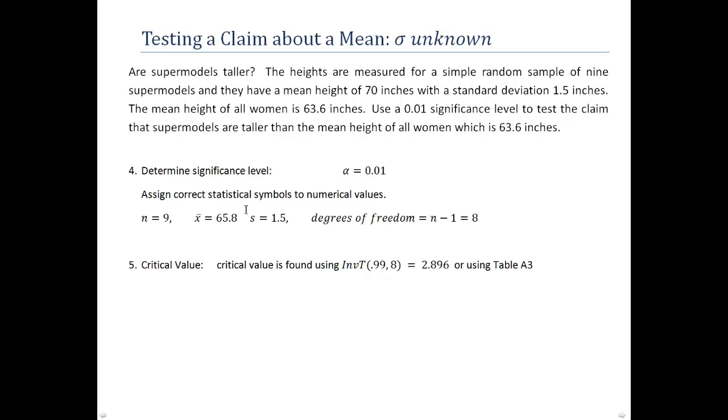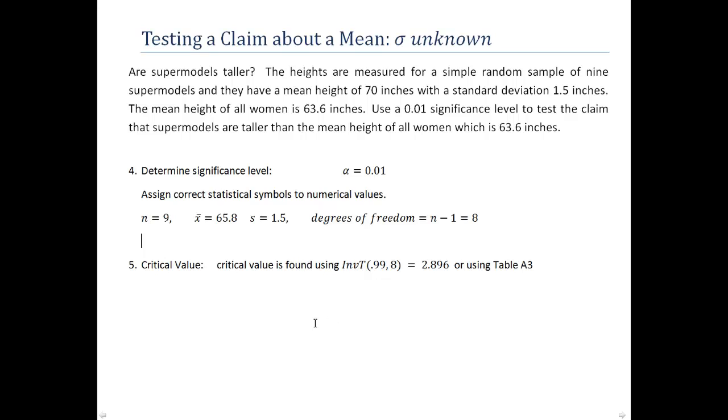And now we're at the point in the problem where we need to go through, identify all the numerical values, decide if they're useful in solving our problem, and if they are, then we assign the correct statistical symbol. I have a sample size of 9, so n is equal to 9. My sample mean is 65.8, that's the mean height of the 9 supermodels. And s, the sample standard deviation, is 1.5 inches. And now we know that since we're studying a sample mean and we don't know sigma, we'll be using the student t distribution. With the student t distribution, I need to know the degrees of freedom, but that's easy. That's always n minus 1. In this case, that's going to be 8.